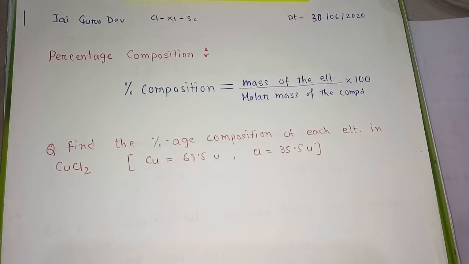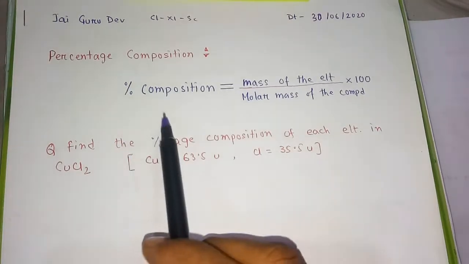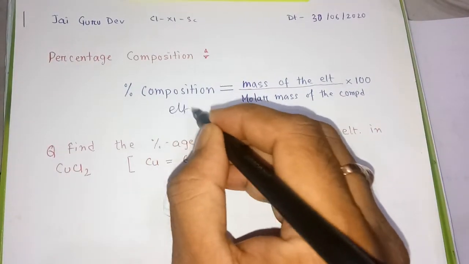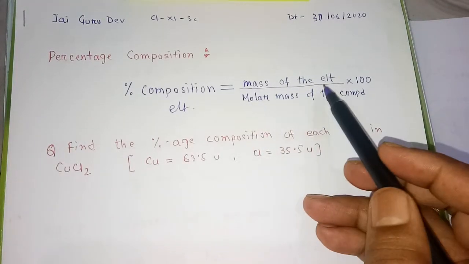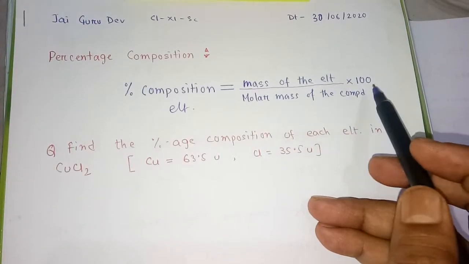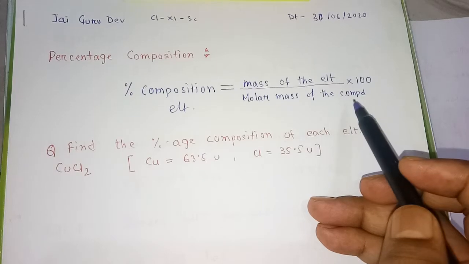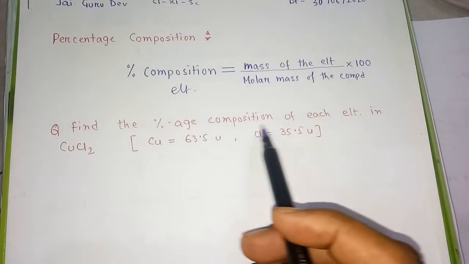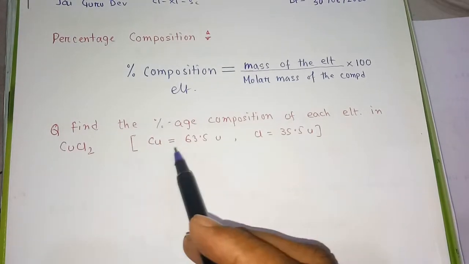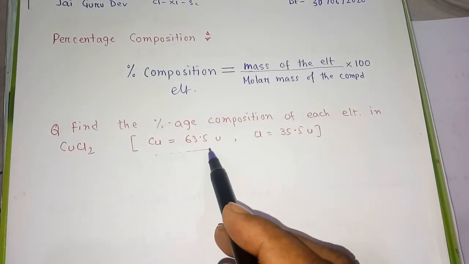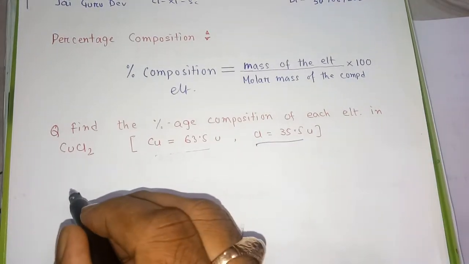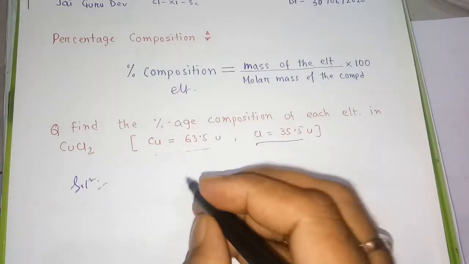Today we'll do percentage composition. The percentage composition of any element is equal to the mass of that element into 100 divided by the molar mass of the compound. So if you want to find the percentage composition of each element in CuCl2, where Cu has atomic mass 63.5 and chlorine has 35.5, how do we do that in the solution?